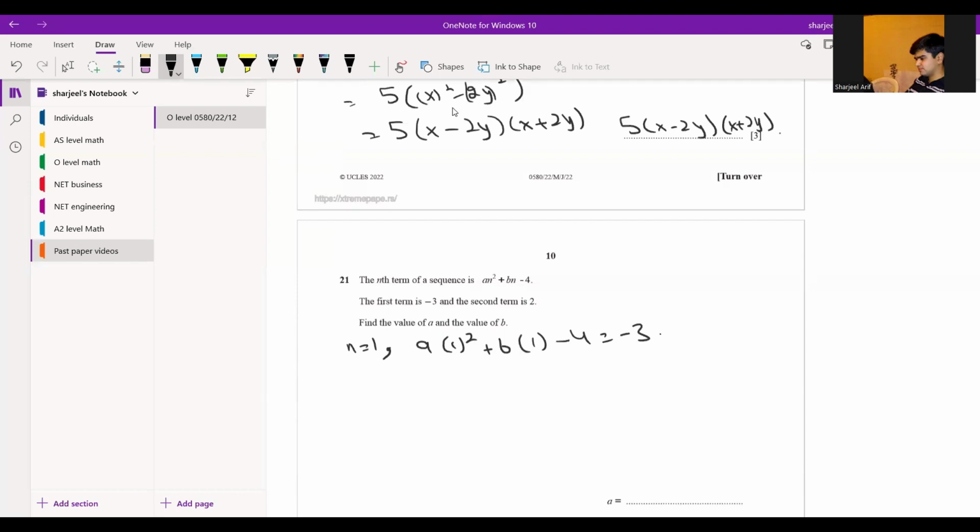So the answer should be minus 3. So a plus b will be equal to 4 minus 3. a plus b will be equal to 1. That's our equation number 1.